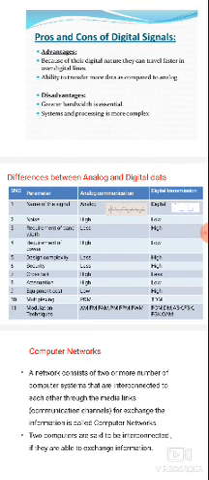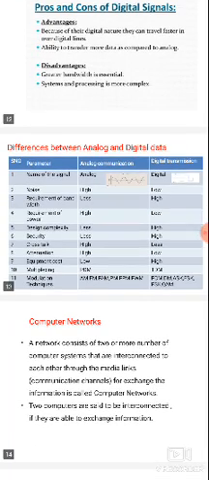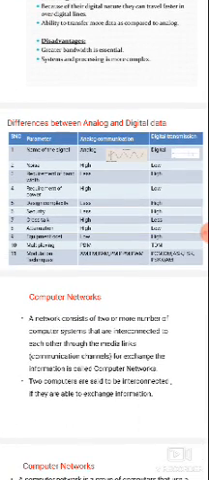Next, the system and processing are also more complex, whereas an analog signal is easy to construct. Here the system and processing are more complex. There are some differences between analog and digital data. First, the name of the signal. Next, the parameter, the type of parameter in analog communication and digital transmission. First, the type of signal is the analog signal.